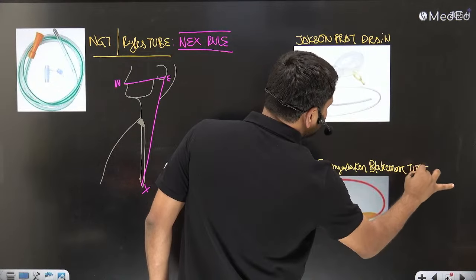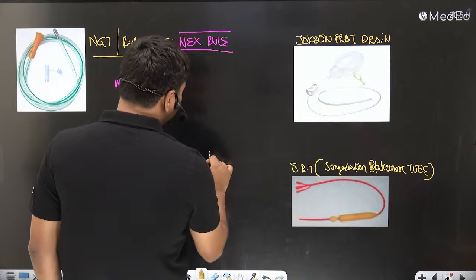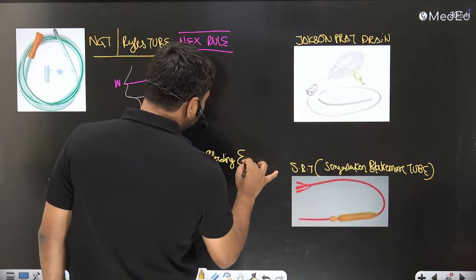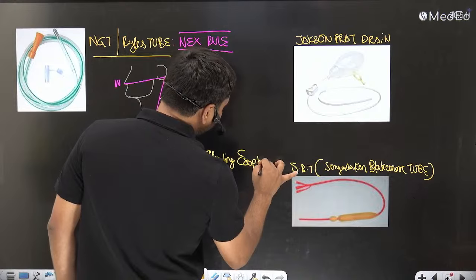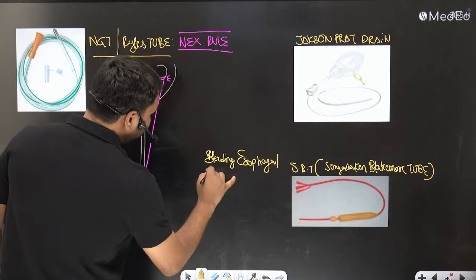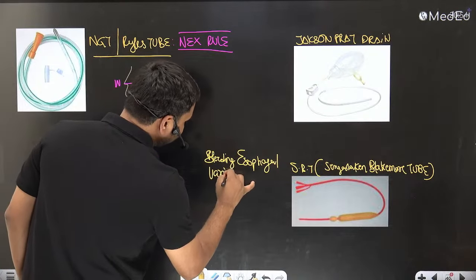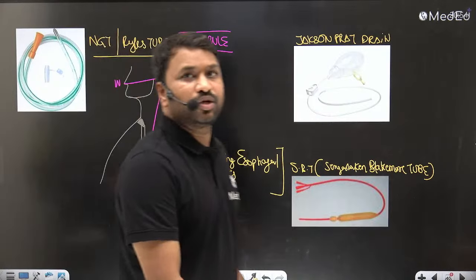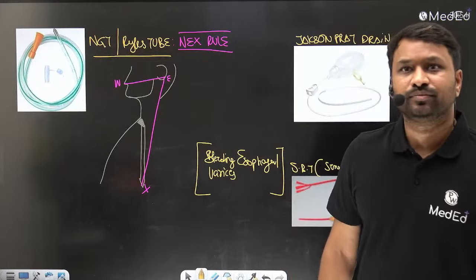It is your Sengstaken-Blakemore tube. It is used for bleeding esophageal varices, right?